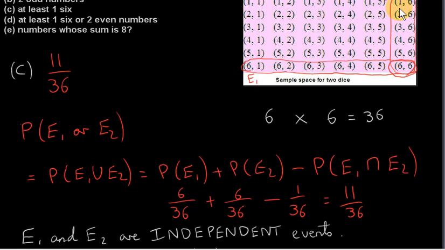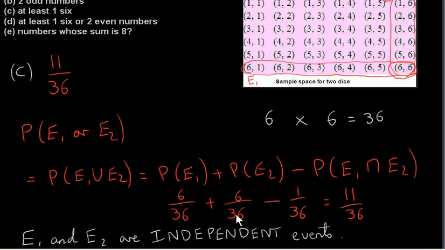The probability of E2 is still going to be, sorry, 6 over 36. This probability here is not going to be affected by E1 having occurred. Obviously, the two dice are independent of each other. The dice are not connected in any way.